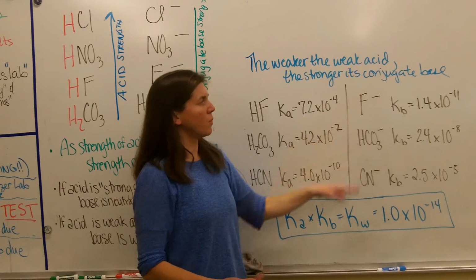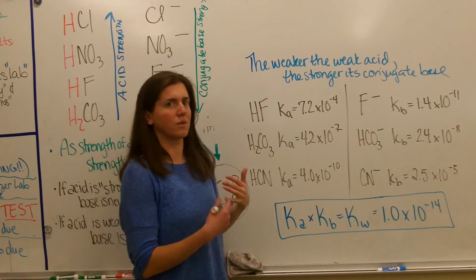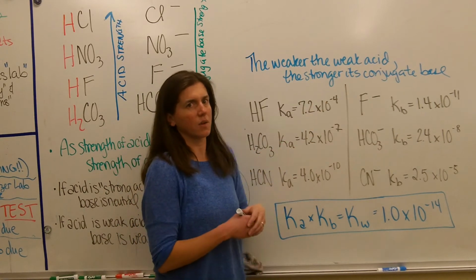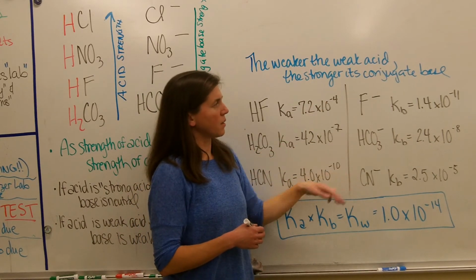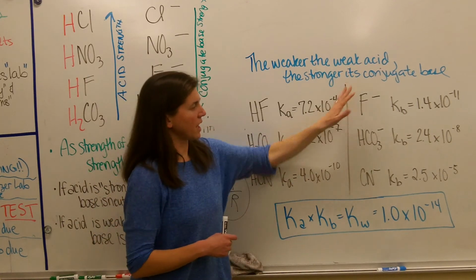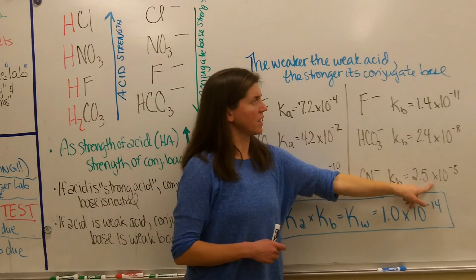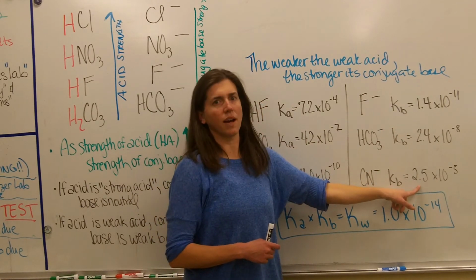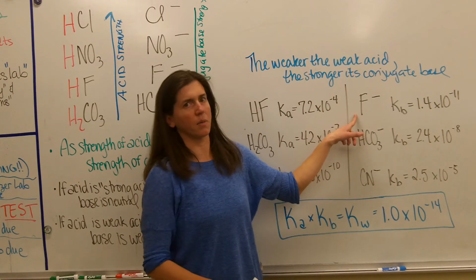So these are still all weak, but you can have relative strengths and weaknesses within that category, because again, it's a very big category. So some anions are better at being weak bases than others, and you can tell that based on their Kb value. So CN- has a larger Kb value than F-, meaning when you put this in water, it will make more hydroxide than your fluoride ion will.